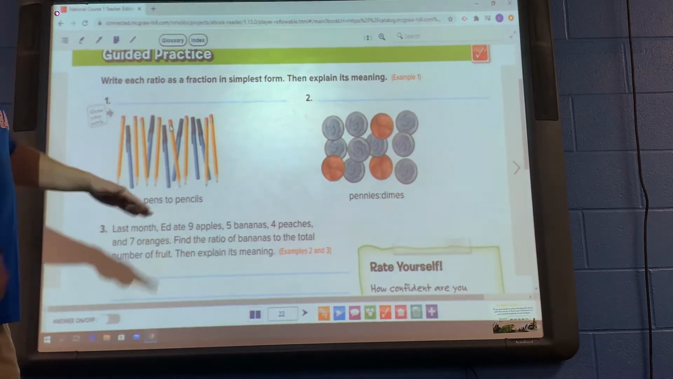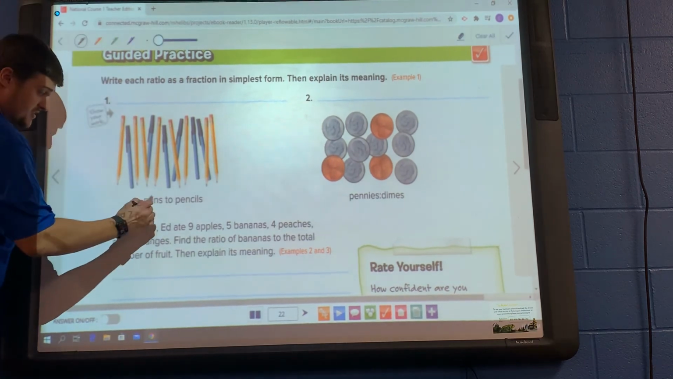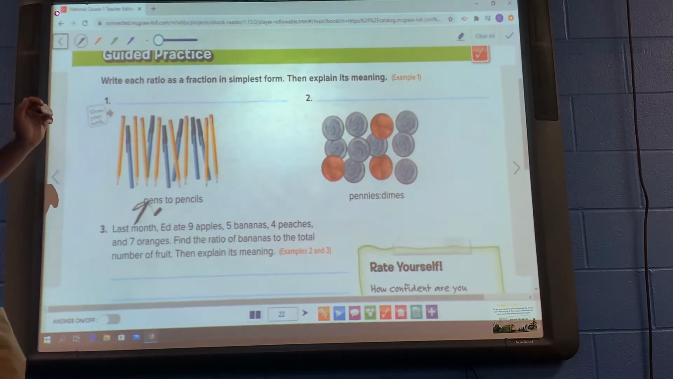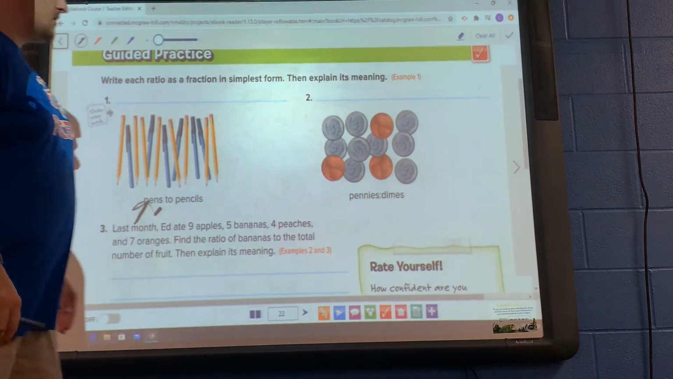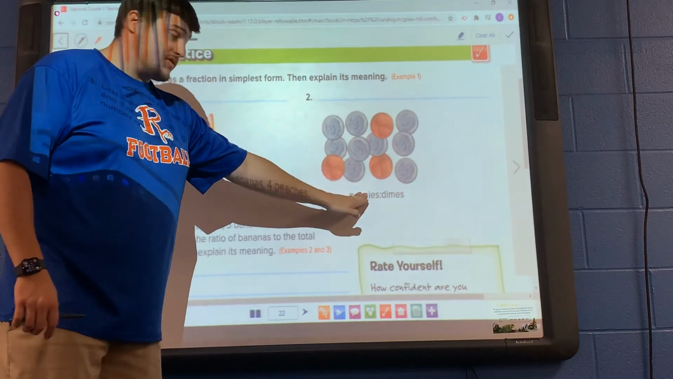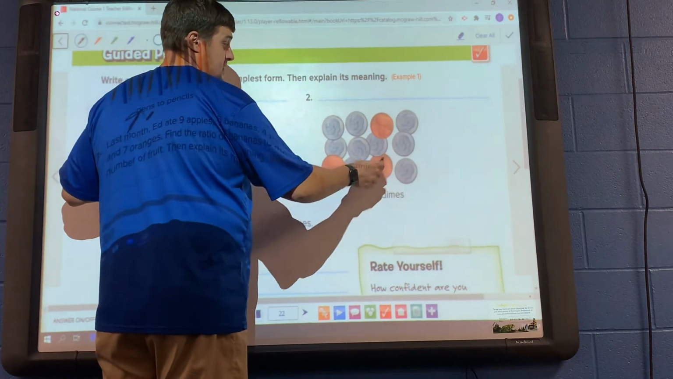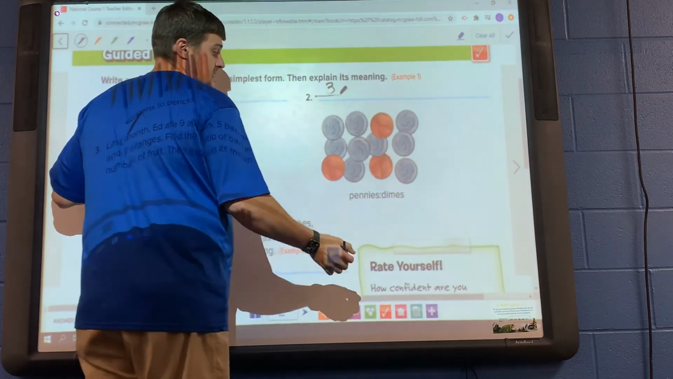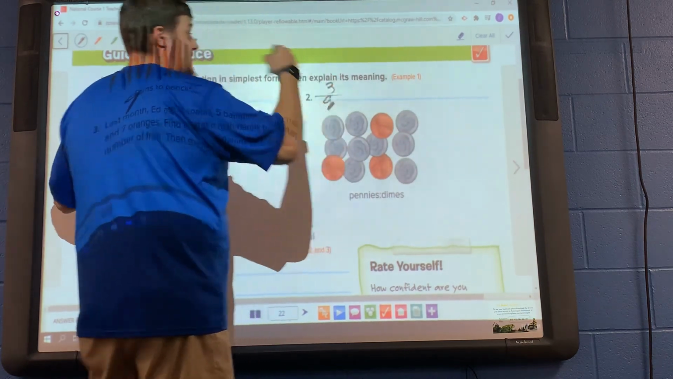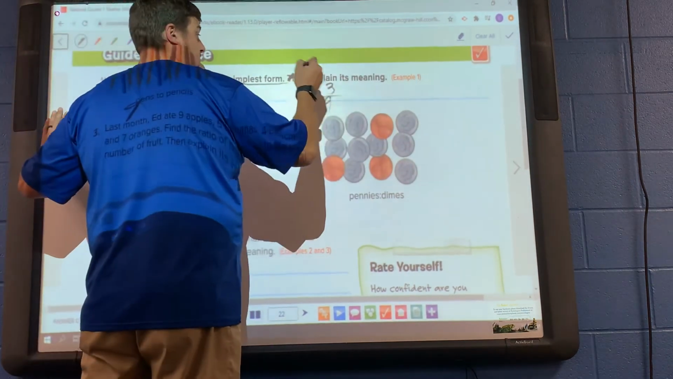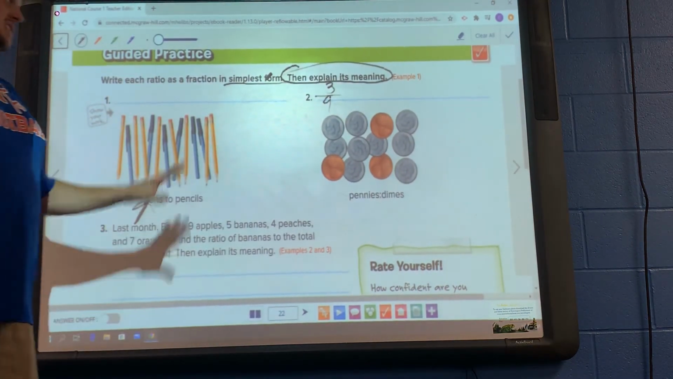It's just more work. So if you did the pens and pencils, you have to pay attention. Whatever comes first goes up top of the ratio. Whatever comes second is always the bottom of the ratio, the denominator. Pennies first, dimes second. So if you did this one, pennies would be 3 to 9. But you need the simplest form and then explain the meaning. I kind of gave you that one there, so you guys get a freebie.